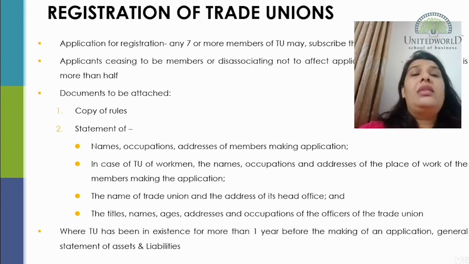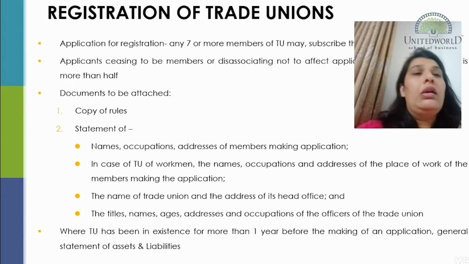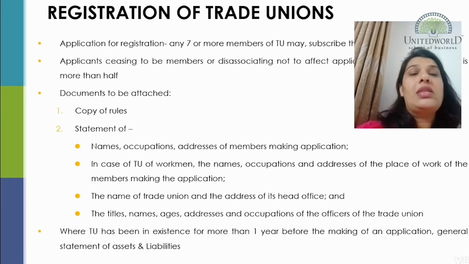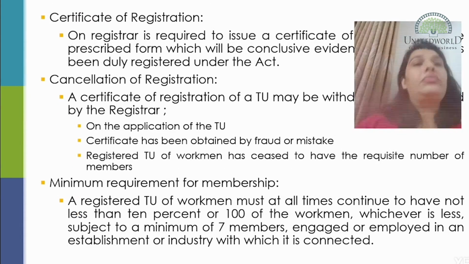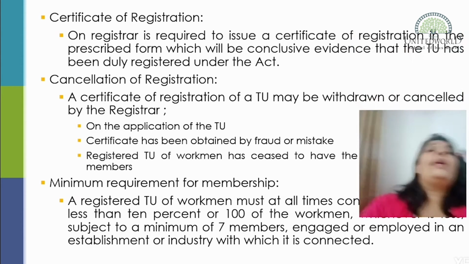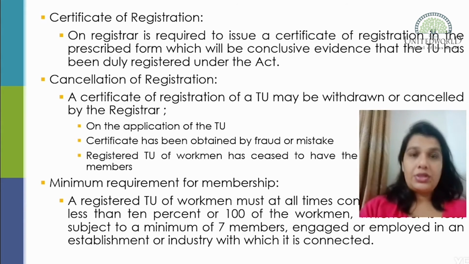Then, where the trade union has been in existence for more than 1 year before the making of an application to register the trade union, the general statement of assets and liabilities has to be submitted. Then once they apply and get approval, they receive the certificate of registration.